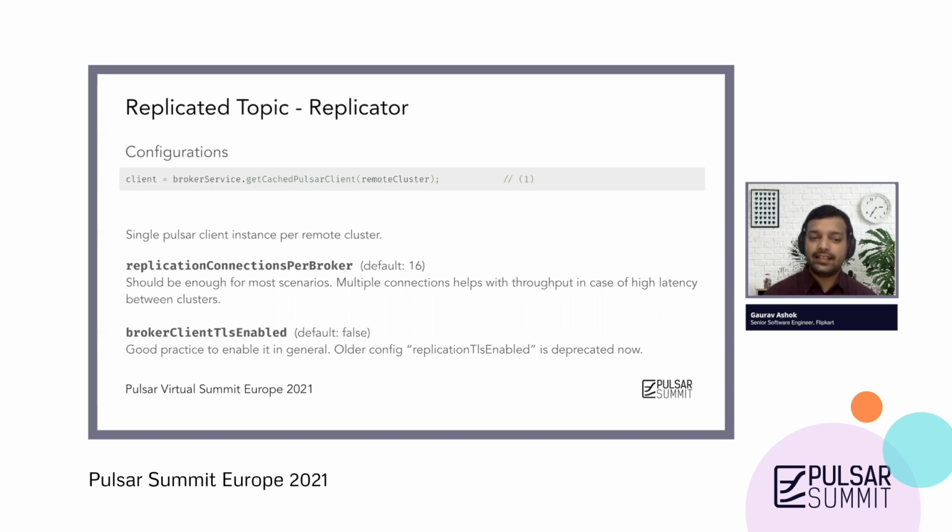The broker client TLS enabled setting is disabled by default, and the good practice, I think, in general, is to enable it for extra security. There was another configuration, which is replication TLS enabled. It is an old config, and I think it is deprecated now in favor of a more and broader configuration.